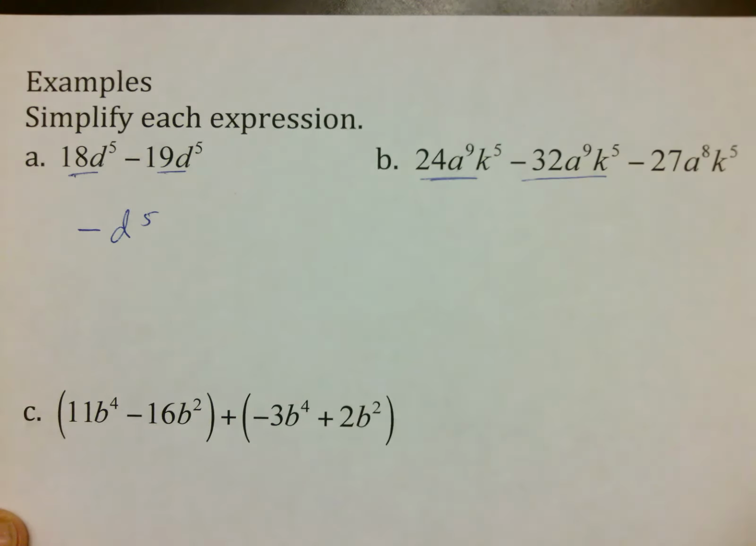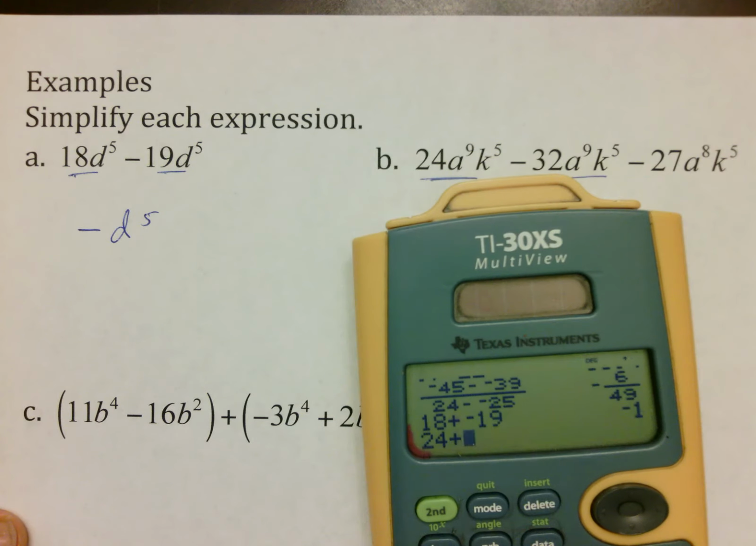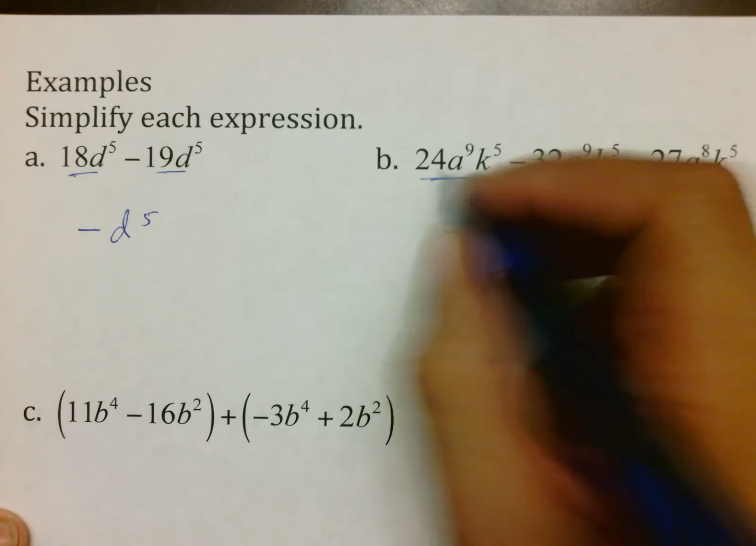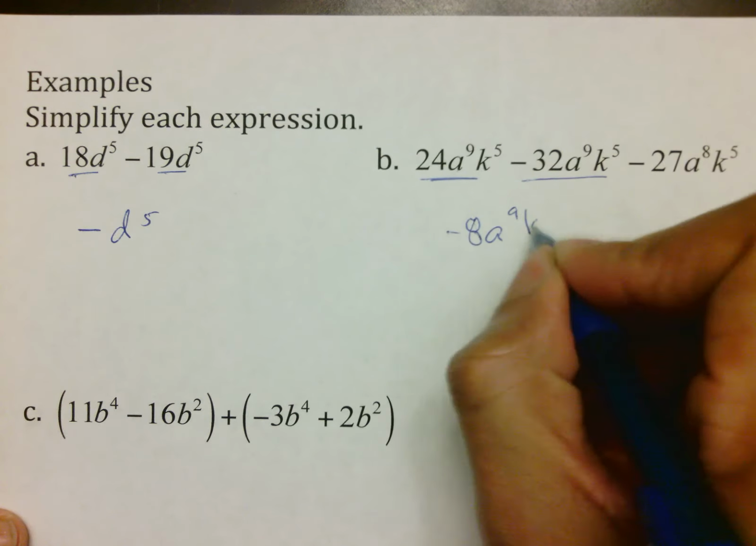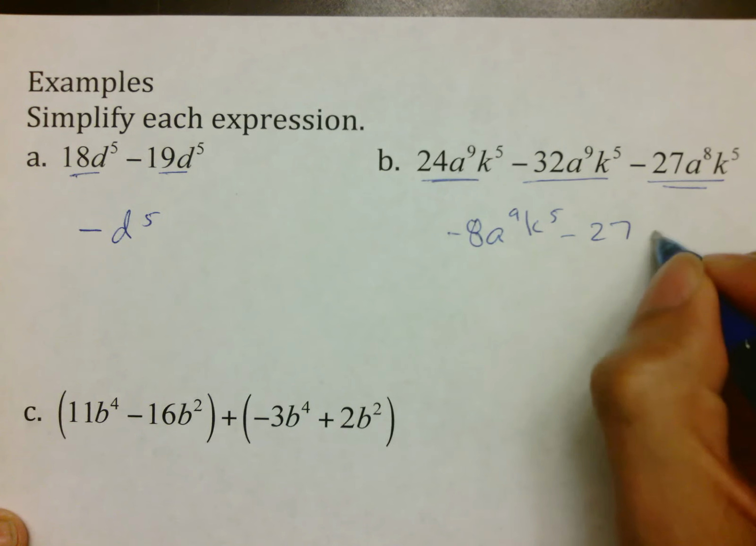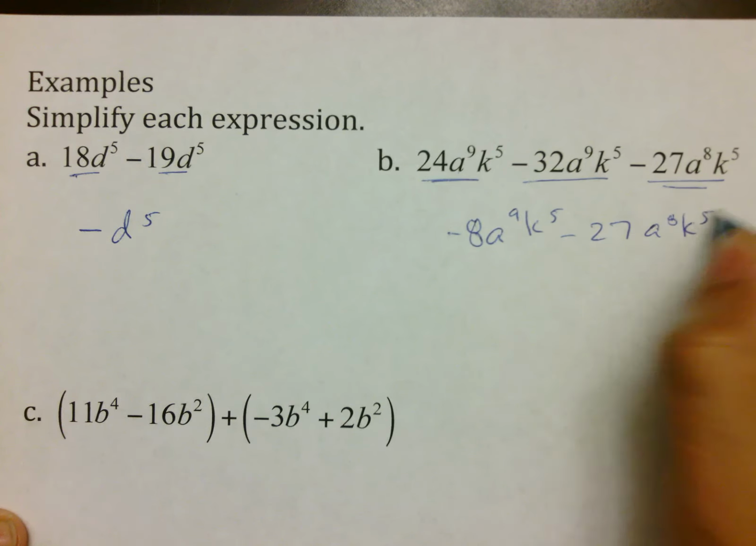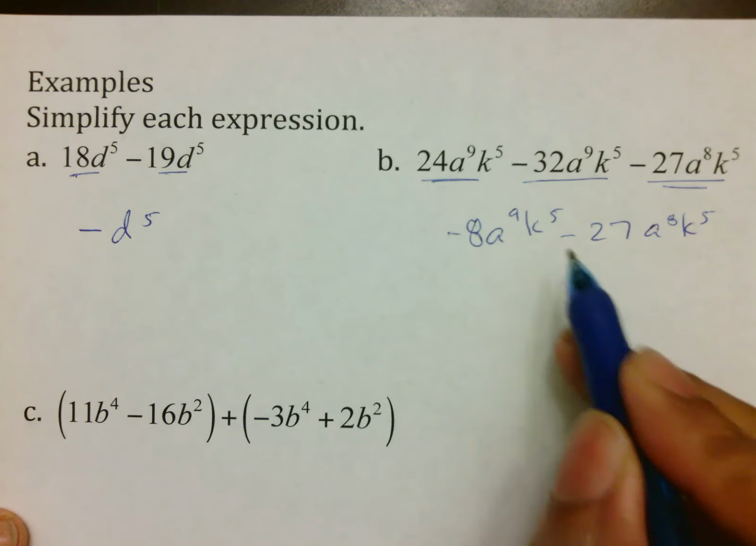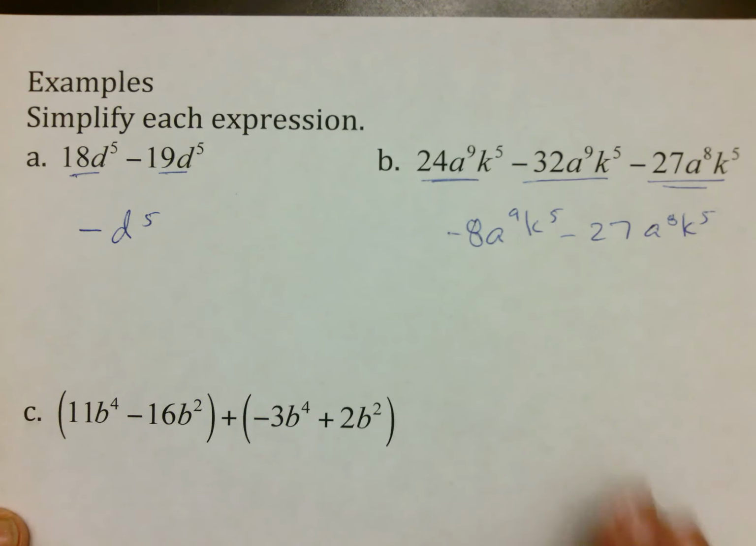You then put these two like terms together, 24 plus negative 32, which is negative 8. And again, the name does not change. a to the eighth, b to the ninth, k to the fifth, and then this just comes down for the ride. So your answer is negative 8 a to the eighth b to the ninth k to the fifth minus 27 a to the eighth b to the eighth k to the fifth.